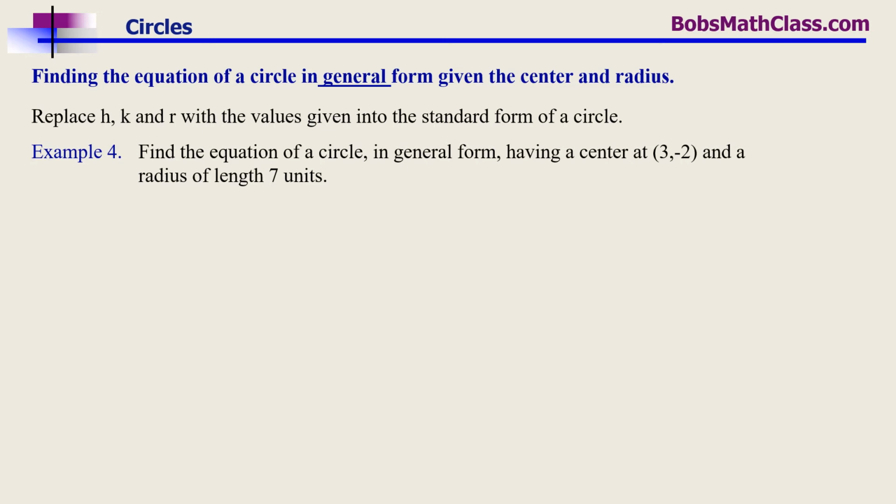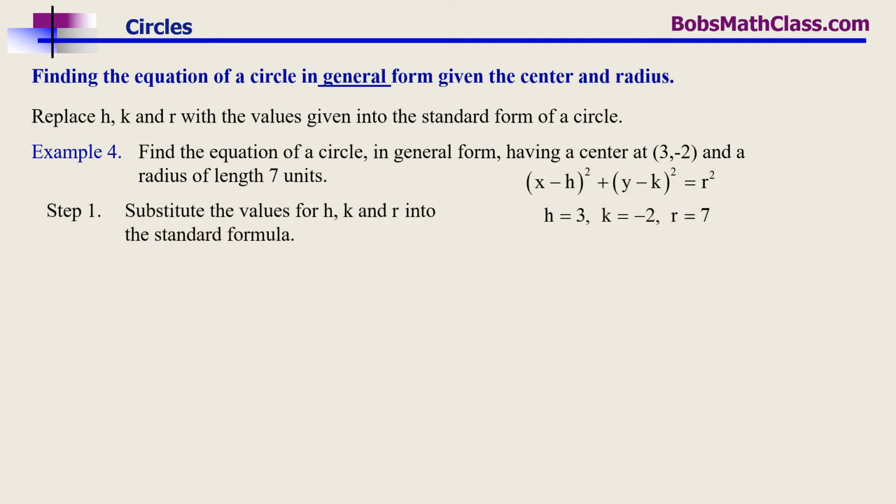Okay, so here's our center, 3, -2, and r is 7. So replace the 3, -2, and 7 into the standard form. And that gives you x minus 3 squared plus y plus 2 squared equals 49. Okay, so if it's in standard form, we're all done. That says general form. So we're going to write that x minus 3 out twice, and the y plus 2 out twice.